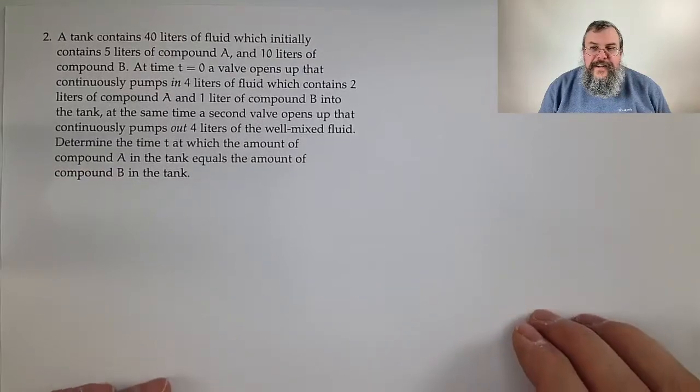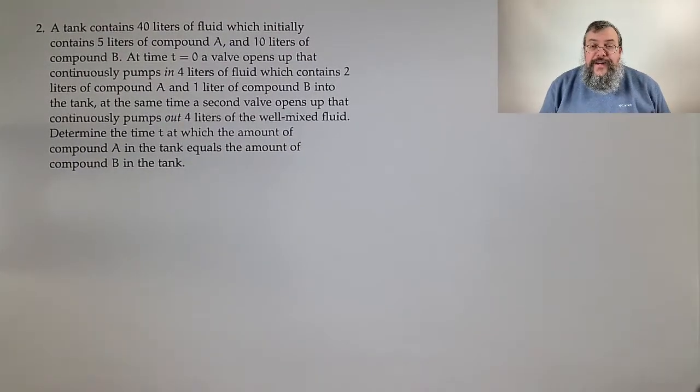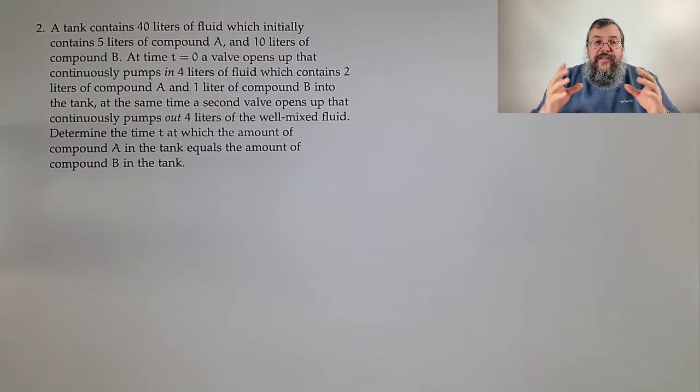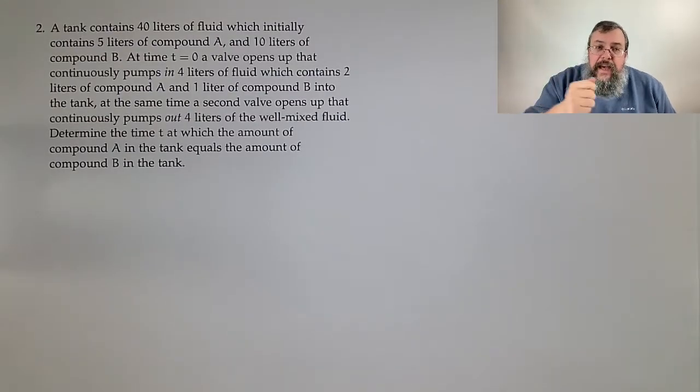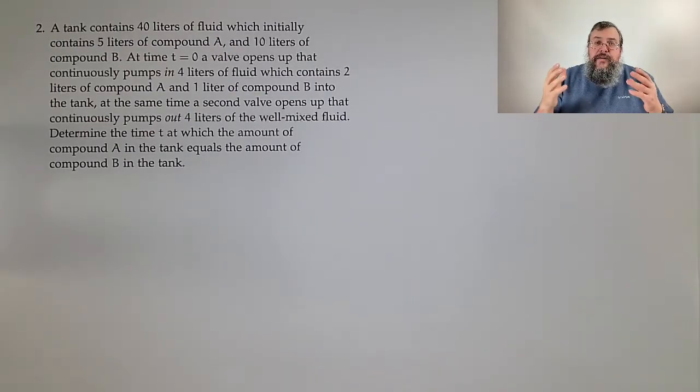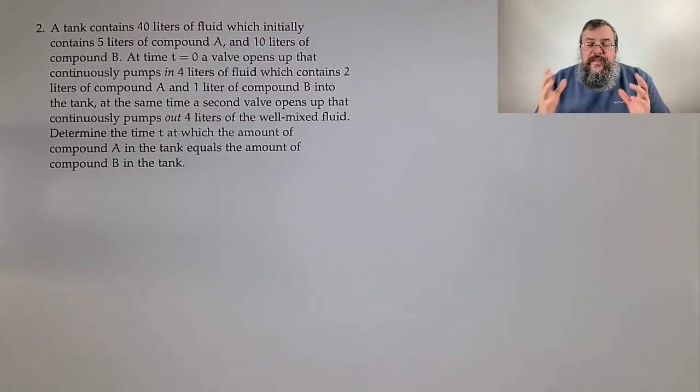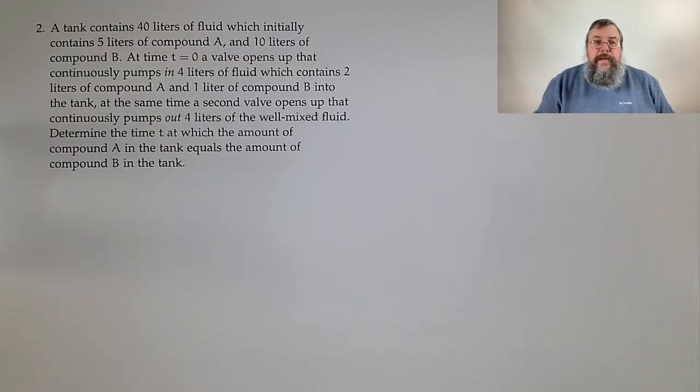All right. Number 2, an essay problem. Well, not that we have to write an essay, but it looks like we're going to have to read a little bit here. So, a tank contains 40 liters of fluid, which initially contains 5 liters of compound A and 10 liters of compound B. So there's some different chemicals floating around in this tank. We don't have all the chemicals, but we know 2 of them, A and B.